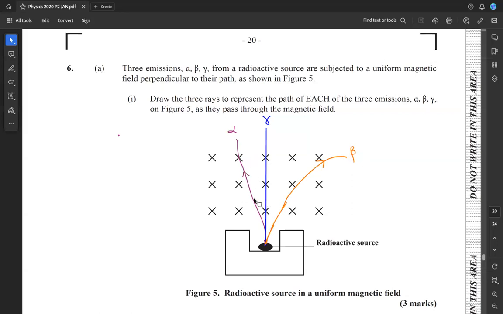So this is how we would show the interaction of these emissions in a uniform magnetic field. So that's what we drew here. Remember, the key thing here is that the gamma is undeflected, the alpha is slightly deflected, and then the beta is largely deflected. And that has to do with their charges and their masses.